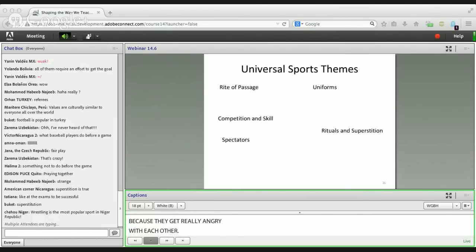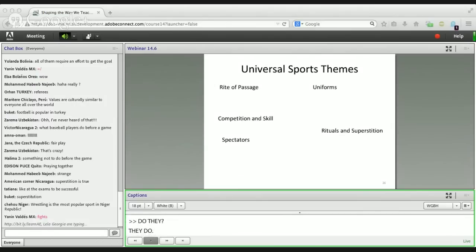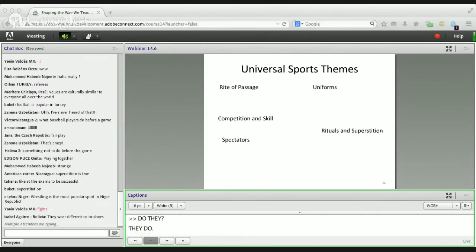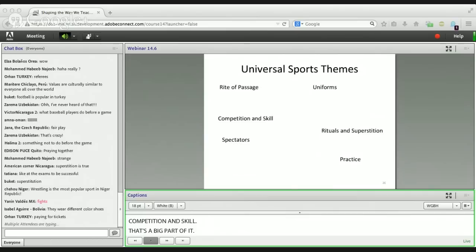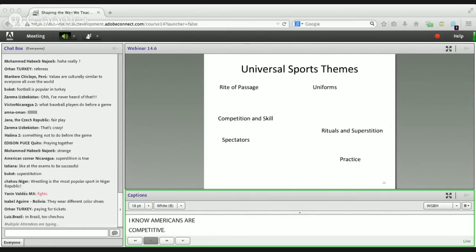Also, competition and skill. I think in every sport, being competitive is a big part of it. I know that Americans are pretty competitive. Definitely. Practice. There it is again. Practice makes perfect. That's right. You need to practice English to learn it, right? But if you want to be a good ball player, you also have to practice.